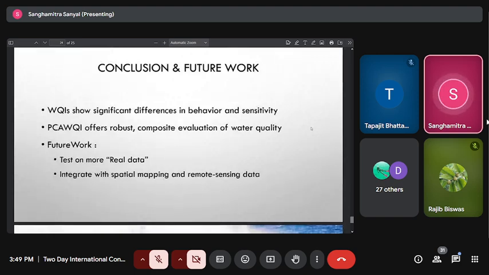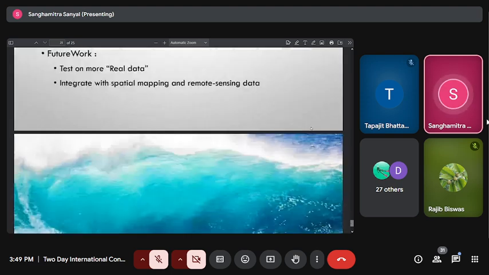Conclusions and future work: water quality indices show significant differences in behavior and sensitivity, even for the same water data. PCAWQI offers a robust composite evaluation of water quality. In future work I want to test it on more real data as it becomes available to me, and integrate this with spatial mapping and remote sensing data. That's it for today. Thank you.